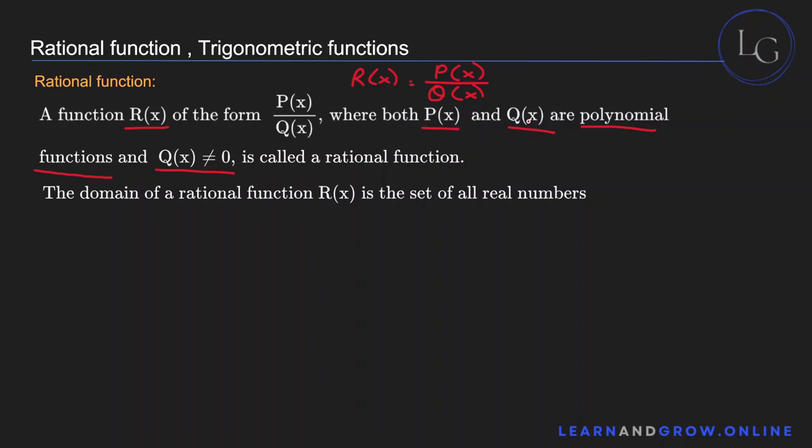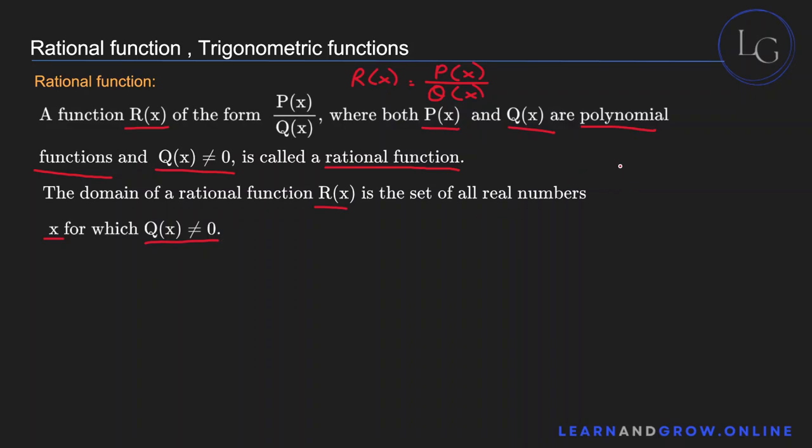One, that p of x and q of x are polynomial functions, and q of x must not be equal to 0. In that case, it is called a rational function. And the domain of the rational function r of x is the set of all real numbers x, so basically all the numbers in the input set for which the function in the denominator is not equal to 0.